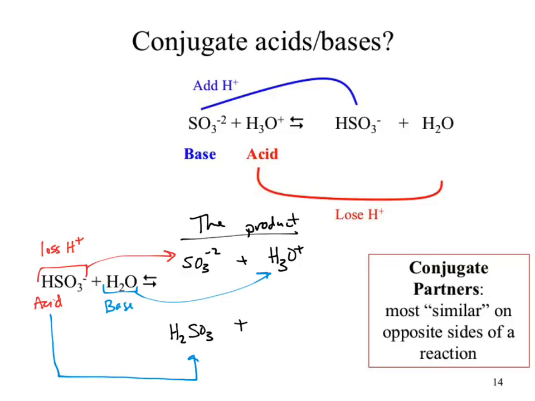HSO3 minus turns into H2SO3. What changed to its formula? We added a hydrogen. If we add a hydrogen to it, what did it act as? A base. If it acts as a base, what does the other one have to act as? An acid, which means our product would become?